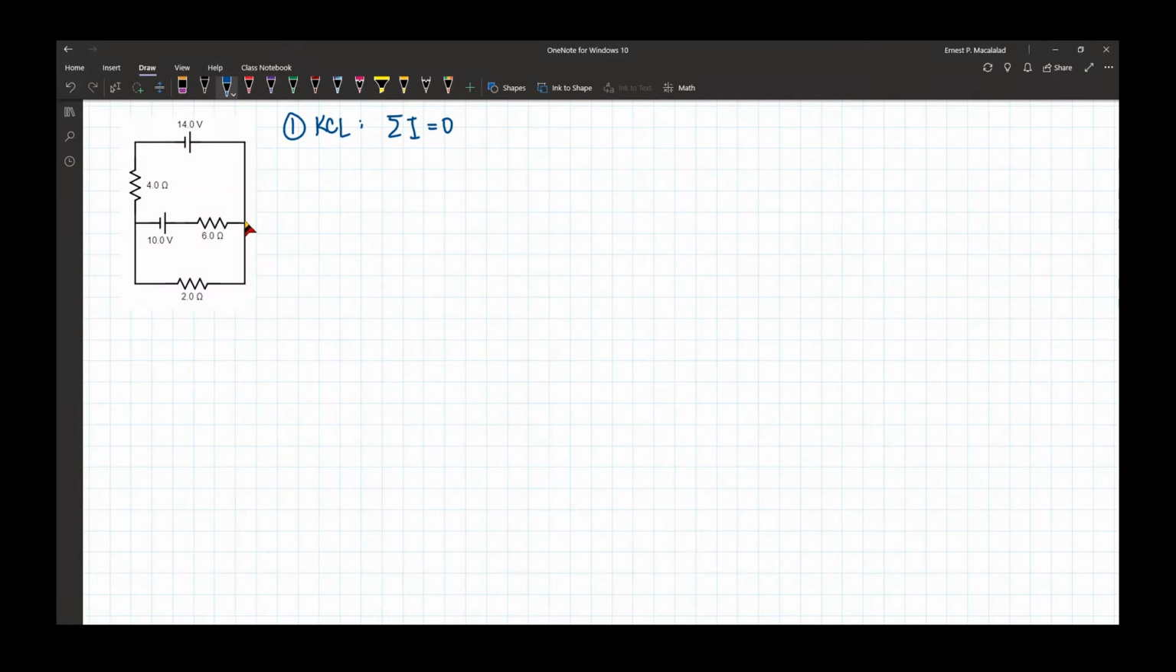So here, we have two junctions, and we only need to assign one junction. And then we can assign the direction of the current. So let's say this branch, this is the current I1. At this branch, this is the current I2. And then let's say here is your third current. So anything in is plus, anything out is minus, or vice versa. So anything in is plus, so this is I1 plus I2 minus I3 equals 0.